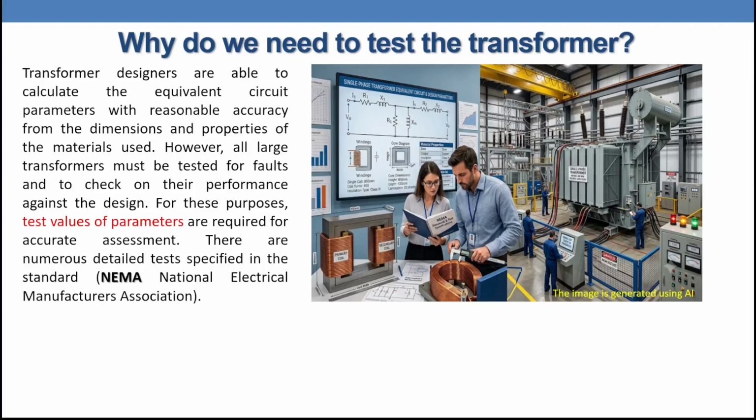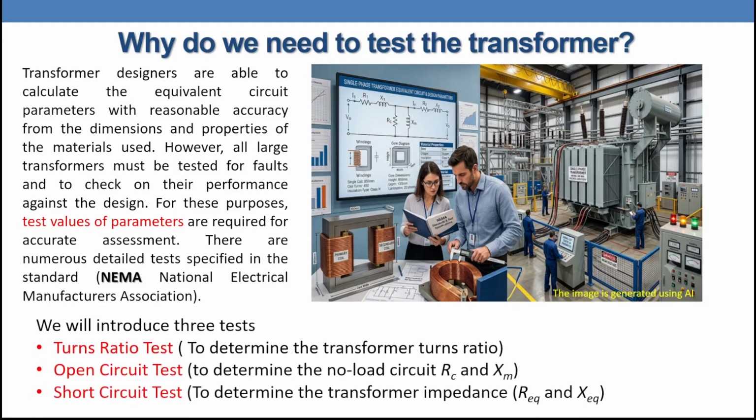So, in industry, many transformer tests are specified by international standards, such as those published by the National Electrical Manufacturers Association, NEMA standard. In this video, we will focus on 3 fundamental tests that every electrical engineering student or professional should know. The first is the turns ratio test, which is used to determine the transformer's turns ratio. The second is the open circuit test, which allows us to determine core loss resistance and magnetizing reactance. Finally, we will cover the short circuit test, which is used to determine the equivalent resistance and reactance of the transformer. So let's begin with the first test, the turns ratio test.